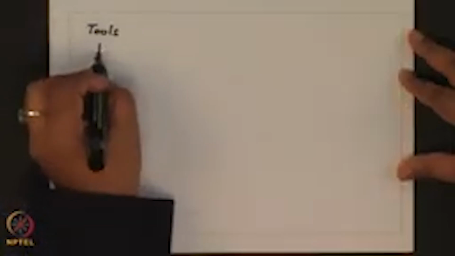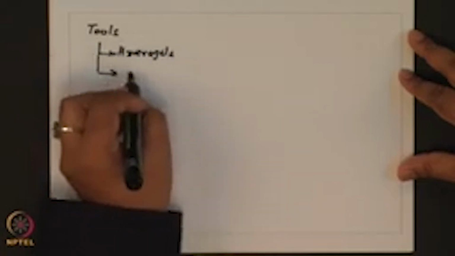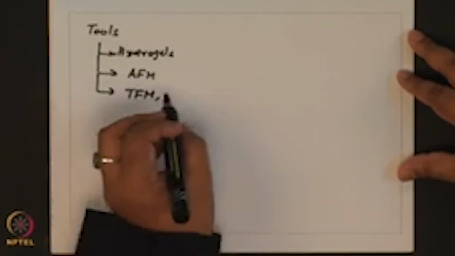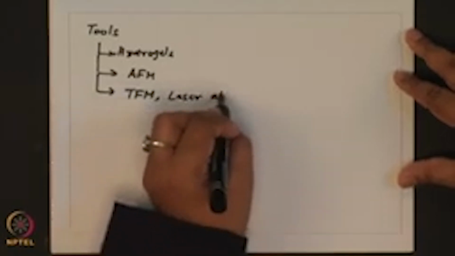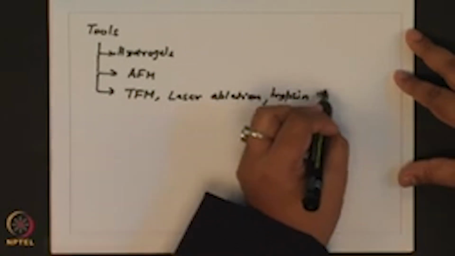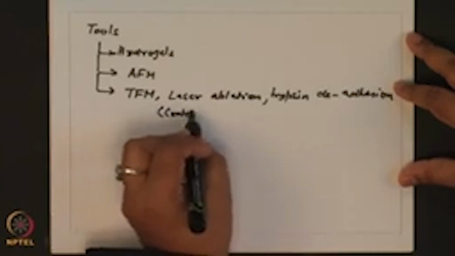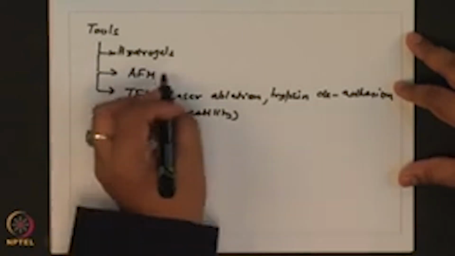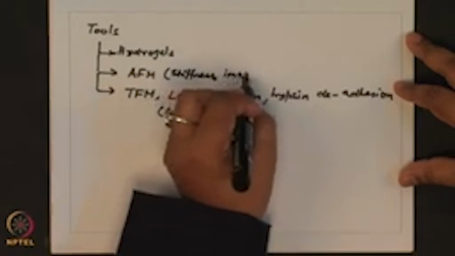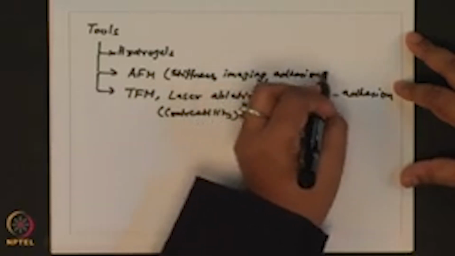Among the tools I introduced hydrogels, AFM, assays like traction force microscopy or laser ablation or trypsin deadhesion for probing the contractility of cells, and AFM for measuring stiffness of samples, for imaging topography, and also for doing adhesion measurements, etc.